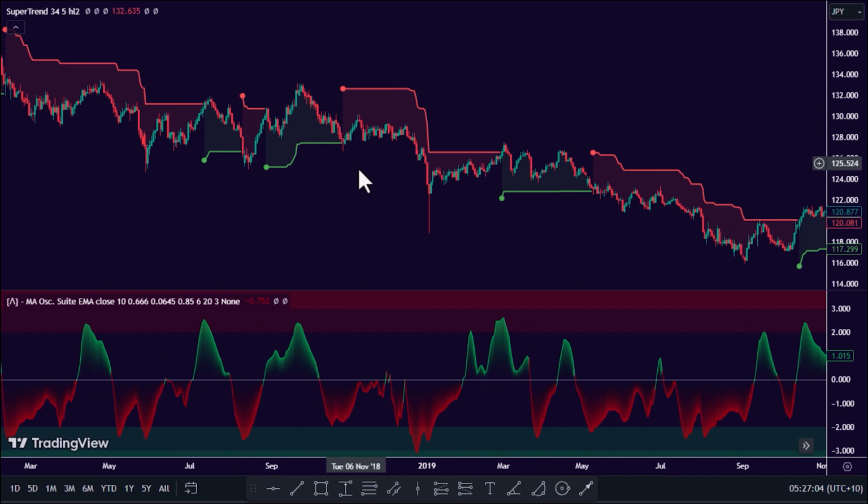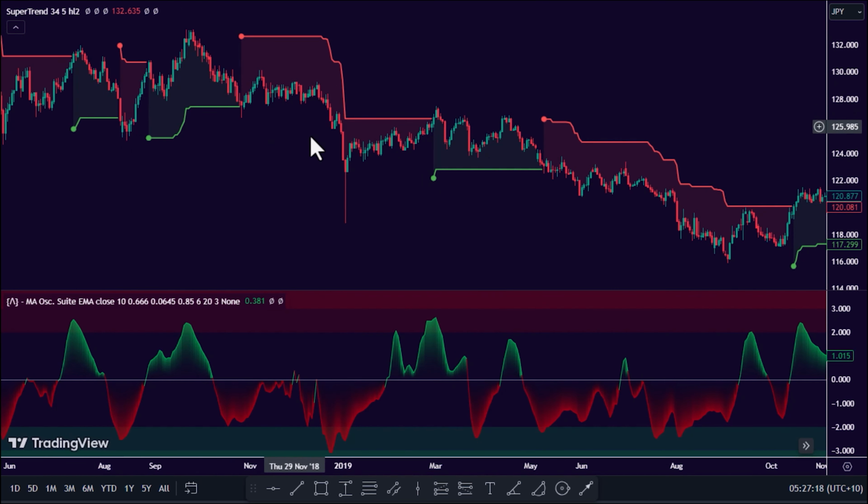Next, look for a pullback within this trend. This will be signaled by the line of the moving average oscillator changing color from red to green and then back to red. The pullback should last a minimum of 5 candles and a maximum of 10. The entry candle is then the first one that corresponds to the first red area on the moving average oscillator.